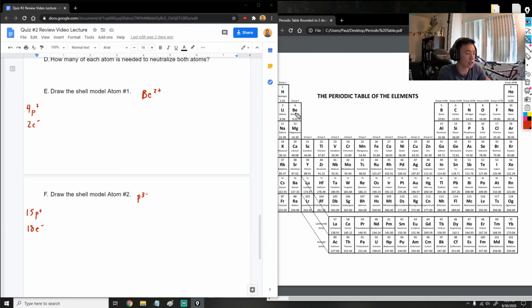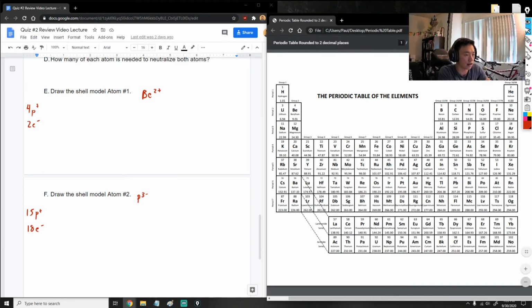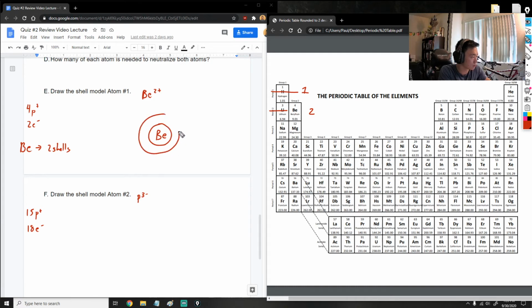If you notice, for Be, we need to figure out how many shells it's going to have. In order to look at the shells, we need to look at the rows. So this is row number 1. This is row number 2. Be is on the second row, so Be has 2 shells. Okay, so we can draw Be and draw 2 shells. And we're going to fill them in from the inside out.